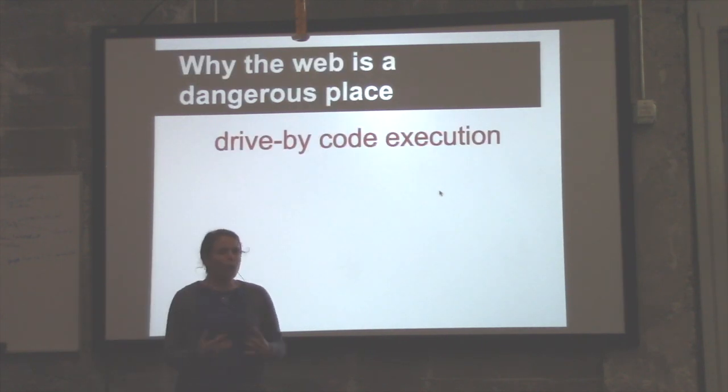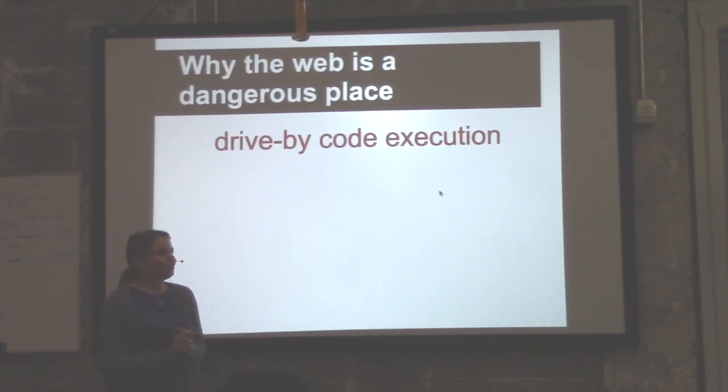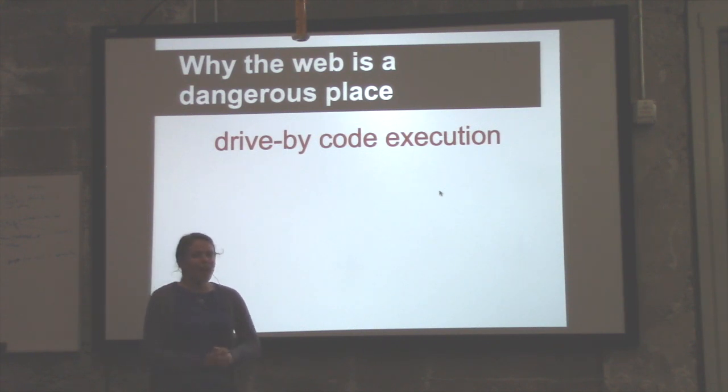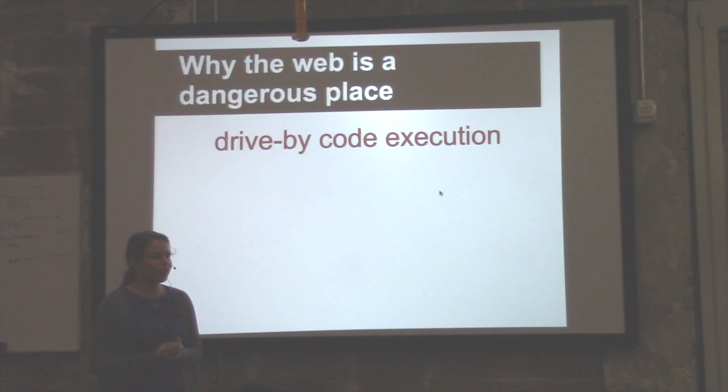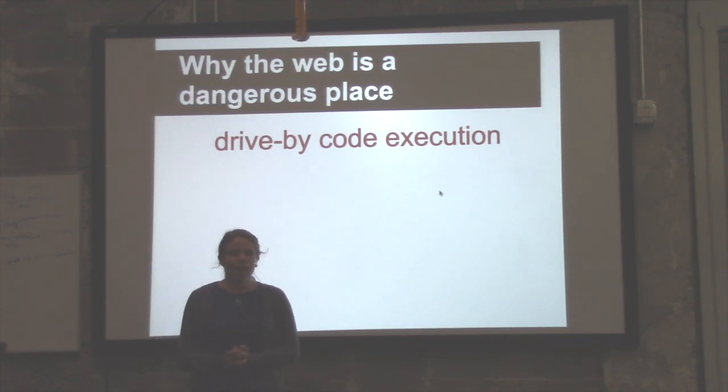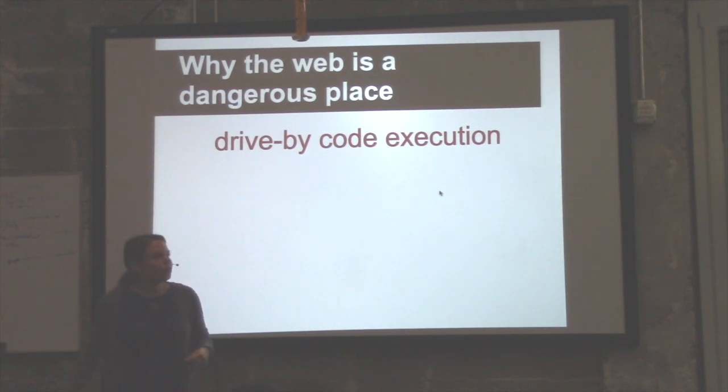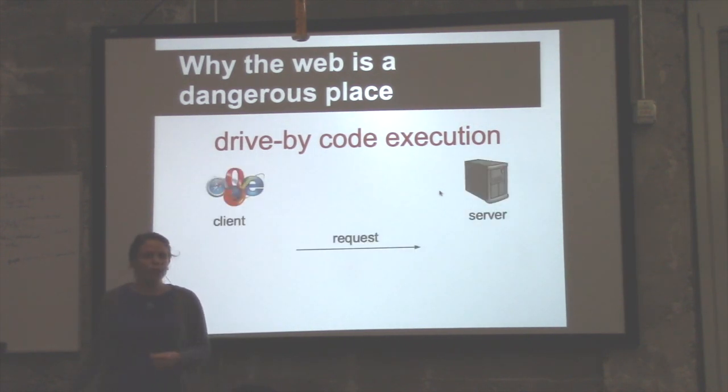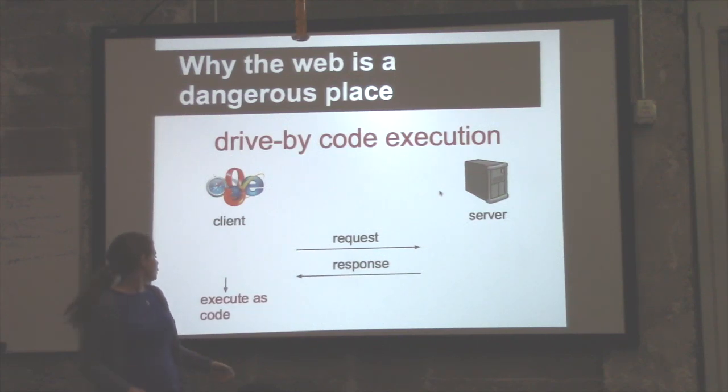Okay, so I'm going to give you now a long list of reasons why the web is a dangerous place. And a lot of times when people talk about the dangers of the web, one of the first things that comes up is what people sometimes call drive-by code execution. And what this means is that when you are a client and you go to send a request to a web server, you get back an HTTP response, and the browser kind of immediately executes that as code.